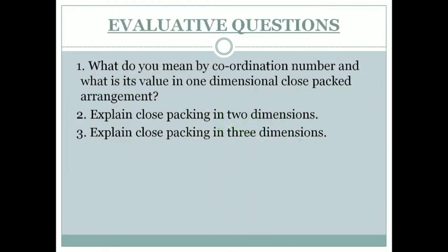So dear students, these are some evaluative questions for you. The first question we have already discussed: what do you mean by coordination number and what is its value in a one-dimensional close packed arrangement? That means every particle is surrounded by how many particles? The number of nearest neighbors of a particle is called its coordination number. And in a one-dimensional close packed arrangement, you have seen one sphere is surrounded by its 2 neighboring spheres. So the coordination number is 2.